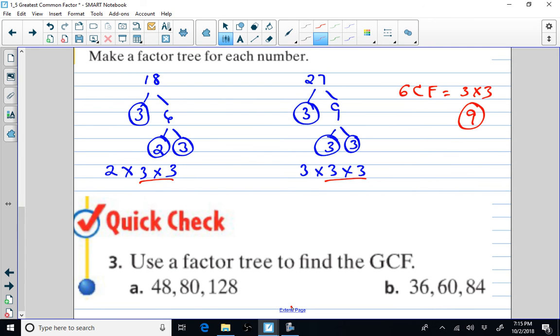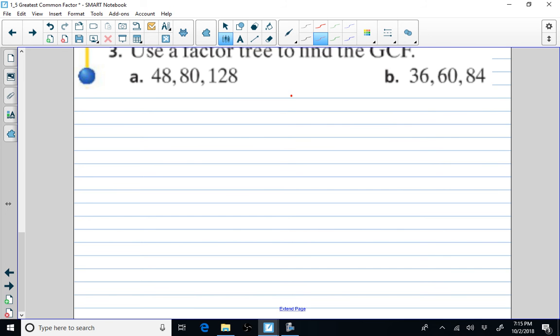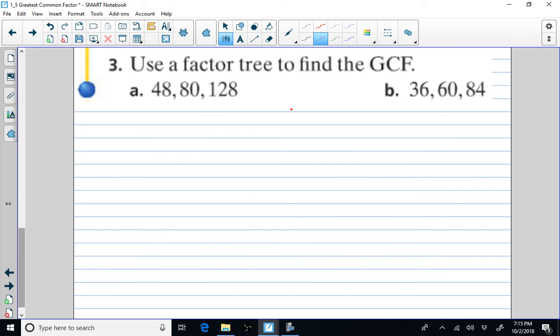And let's see, extend the page a bit. Okay, I want to find the greatest common factor of 3 numbers here. So we have to first start by making a factor tree using the 3 numbers. So I start with 48. Factors of 48. Let's do 6 times 8. Neither is prime. 6 is 2 times 3. Both prime. 8 is 2 times 4. 2 is prime. And 4 is 2 times 2. And each of those are prime.